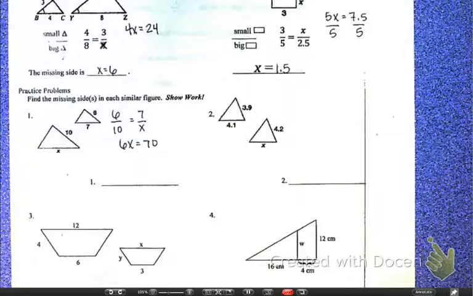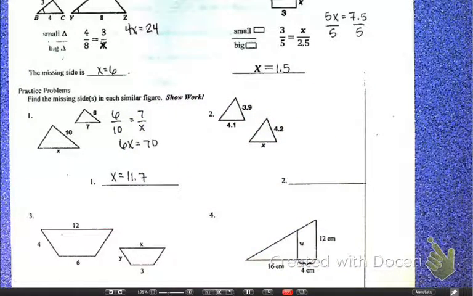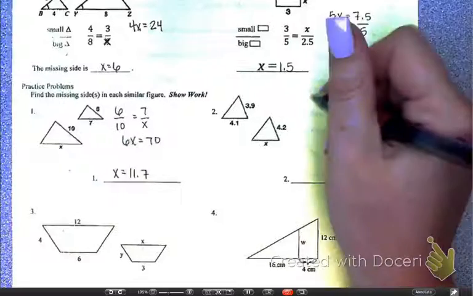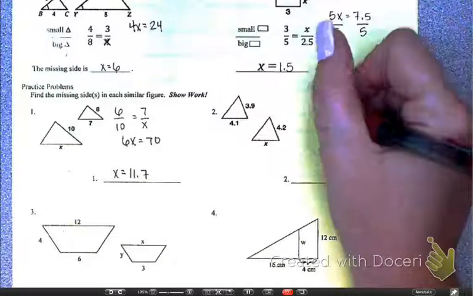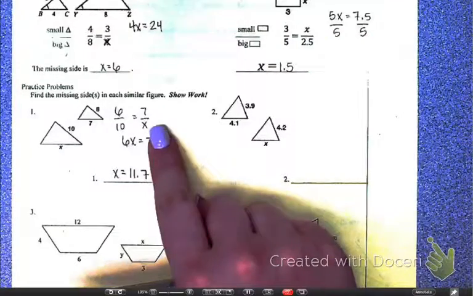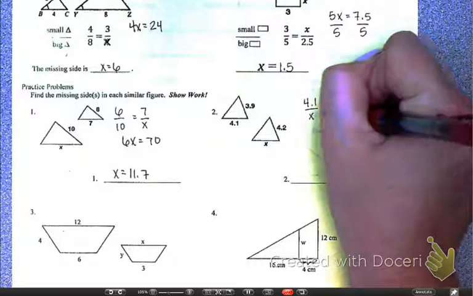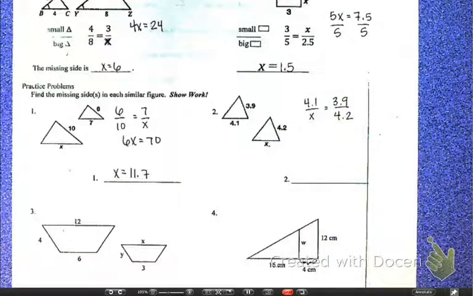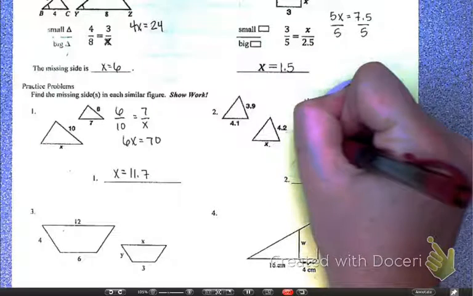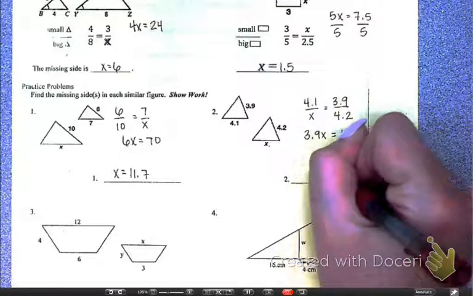And when you divide by 6, you got 11.7. Perfect. Look at, we're dealing with decimals. We're so smart. Who can help me with number 2? Who has a proportion for number 2? Go ahead, Savannah. Just tell me what your proportion is. 4.1 over x equals 3.9 over 4.2. Okay. I will take that. When you cross multiply, you get 3.9x equals 17.22. And when you divide, you get x equals 4.4.